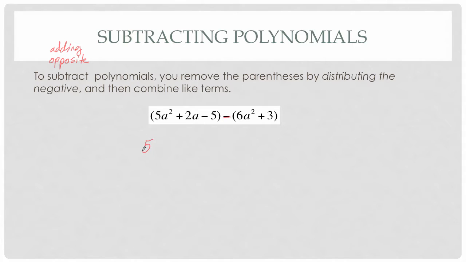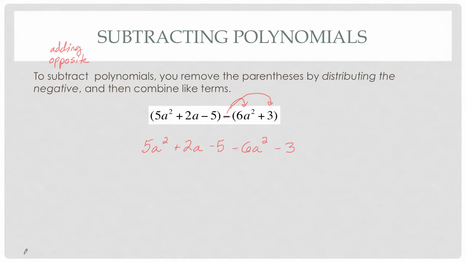I still have 5a squared plus 2a minus 5, but I'm subtracting this. I'm subtracting 6a squared, and I'm subtracting 3, so minus 3. Notice how this was a positive 6a squared, and now it's a minus 6a squared. This was a plus 3, now it's a minus 3. It's because, again, it's adding the opposite. So now I can combine all these together and then do what I did before with the addition method.